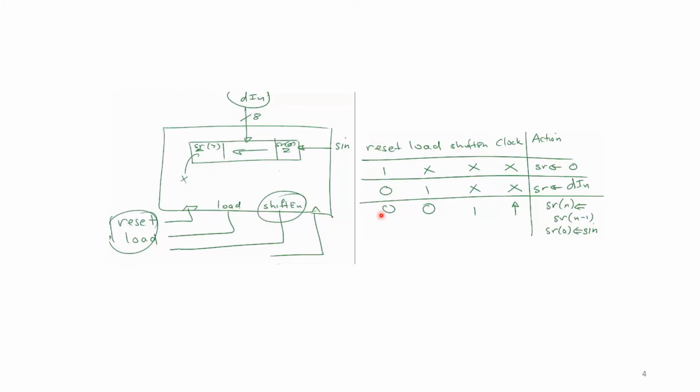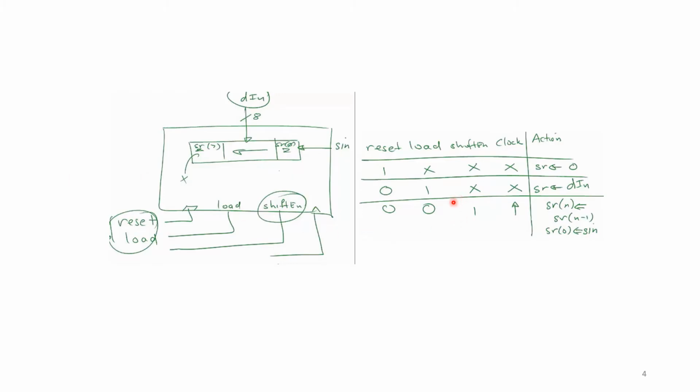And if your shift enable is 1, that means shifting, it will shift the values, but it depends on the clock actually. Your shift enable is synchronous, so this is basically synchronous, not asynchronous. Only reset and load are asynchronous. If your shift enable is synchronous, that means when your clock is activated, then it will shift the values. What does it mean to shift the values? It says left shift, so that means SR0 to SR1, SR1 to SR2, SR2 to SR3, up to SR7, right?